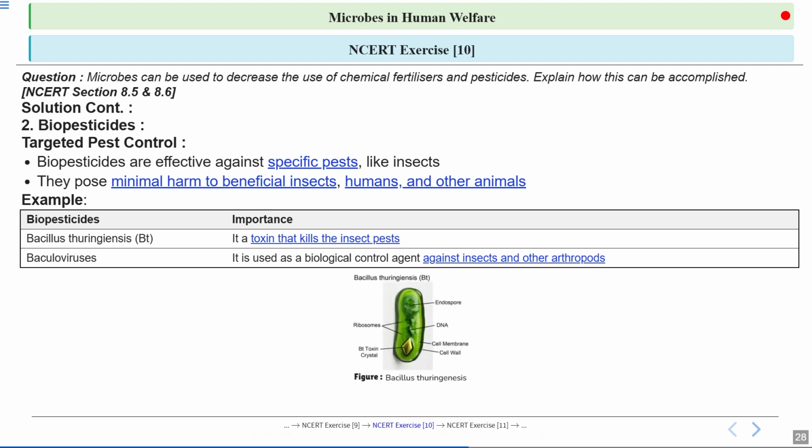You can see this is an image showing Bacillus thuringiensis, which is a soil bacteria, and this bacteria produces Bt toxin crystals. It produces the toxin in inactive form, which gets activated in the insect's gut. And this Bt gene, also known as the cry gene, has been introduced into crop plants such as Bt cotton.